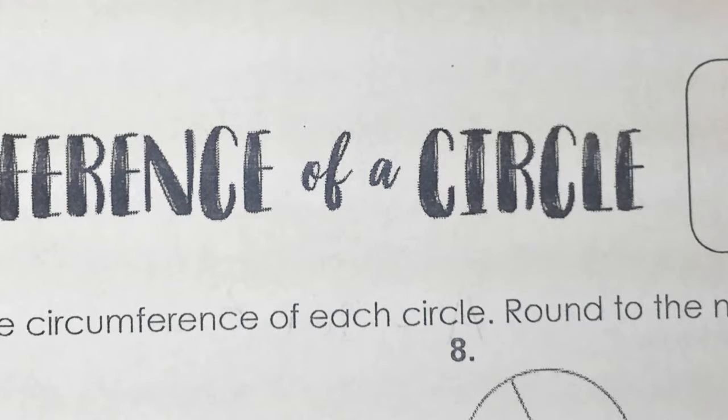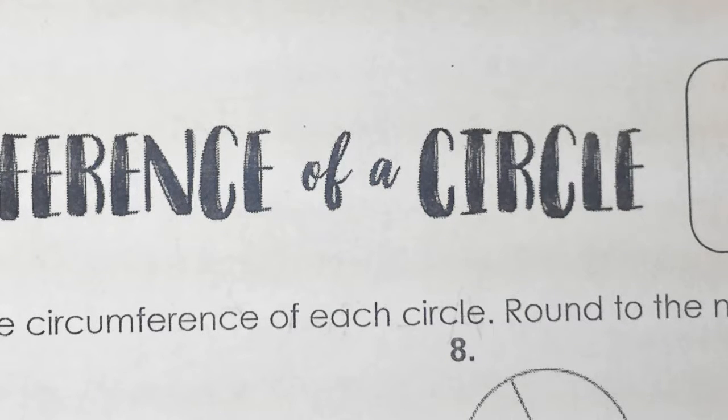So circumference, that's the length around the circle. In any other shape, we would call the length around it perimeter, right? But a circle doesn't have any sides, so we can't call that perimeter. We have to call it something else. We call it circumference. It means the same thing, though. It's the length around the circle.